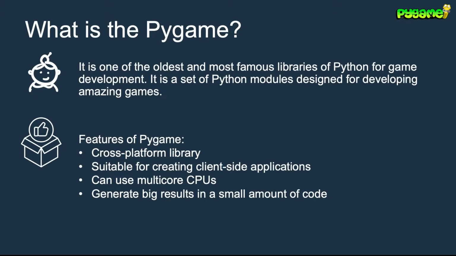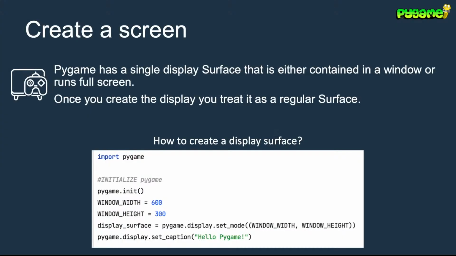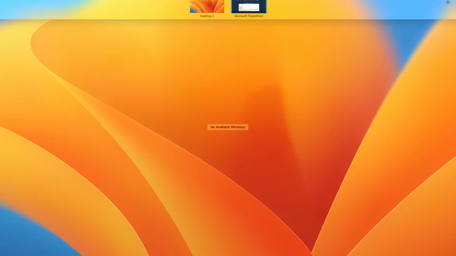Small amount of code, but the game looks fine. Okay, let's discover Pygame. At the very beginning, what we have to do is create the screen. We need to create the display surface. Let's open Visual Studio Code, or let's open PyCharm, to create the screen where we can see our game in the future. So let's do it.